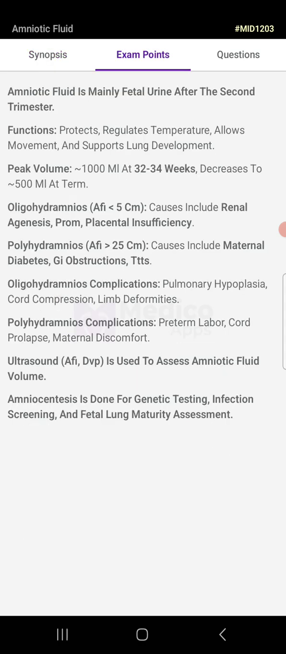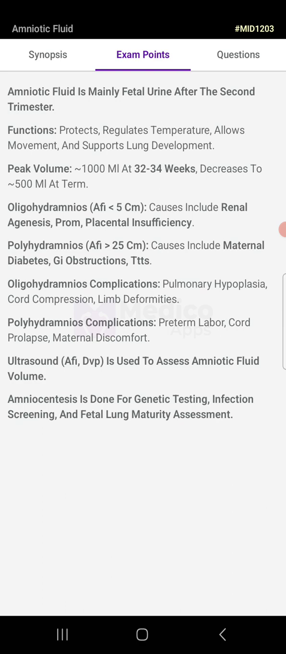Amniotic fluid is mainly fetal urine after the second trimester. It protects, regulates temperature, allows movement and supports lung development. Peak volume 1000 ml at 32 to 34 weeks, decreases to 500 ml at term.